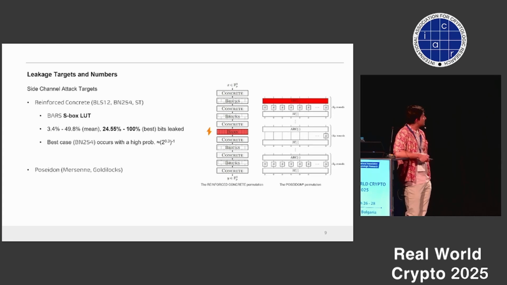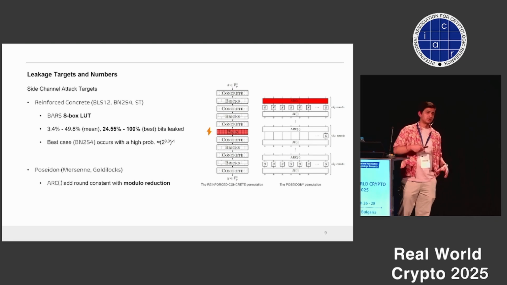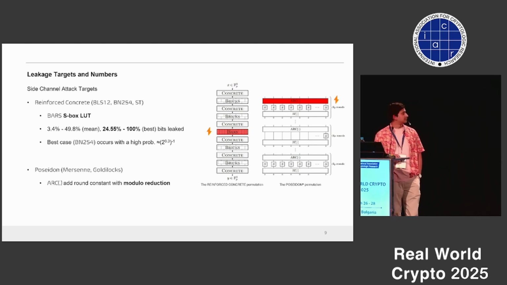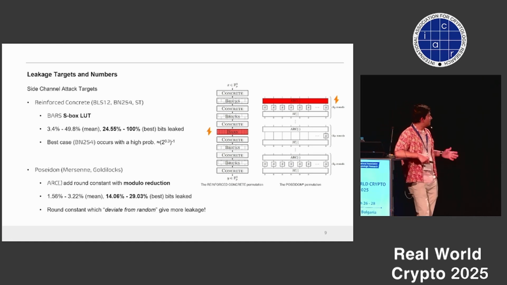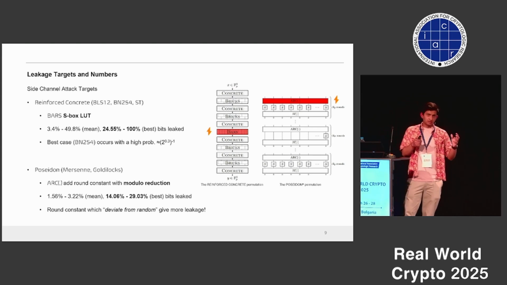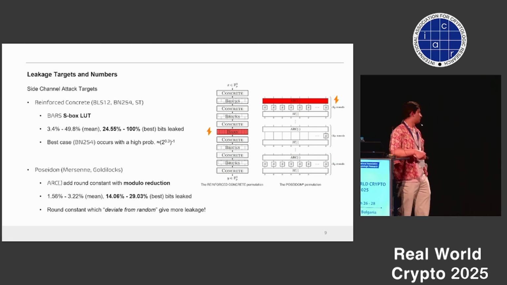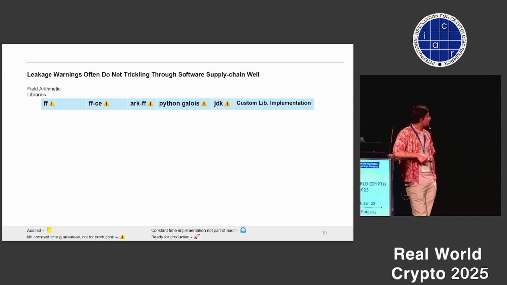The next target was Poseidon. We attacked the first layer, the add round constant layer, and here it has branching with the modular reduction, and we get these mean and best case bits leaked. And here, if the round constant of Poseidon is very small or very large, then we actually get better leakage. So it's nice to be random for the round constant.